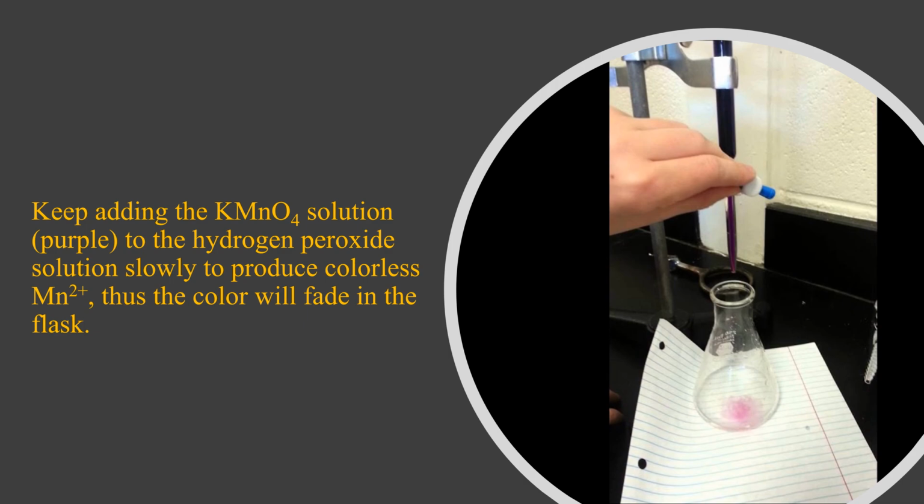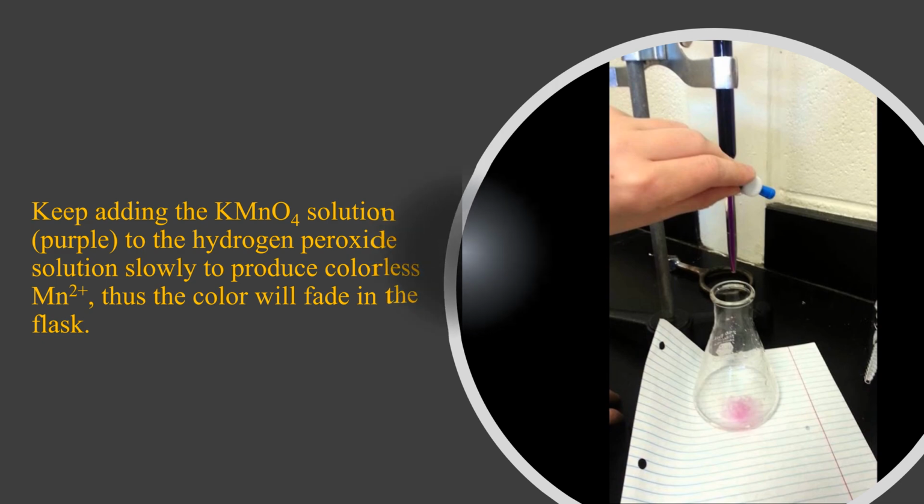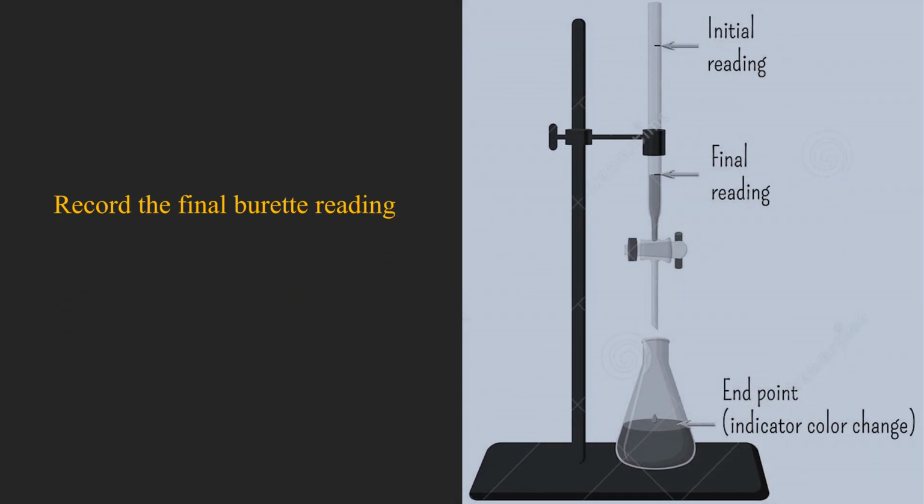The end point of the titration is the point at which the last drop of potassium permanganate, KMnO4, added to the solution causes it to turn pink. Then, record the final burette reading to determine the volume of potassium permanganate needed to reach the equivalence point, or the volume at which a pale pink end point occurs.